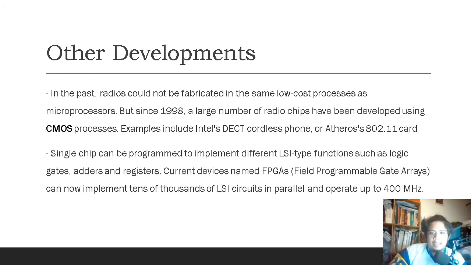Examples include the Intel DECT cordless phone or Atheros 802.11 card. And lastly, a single chip can be programmed to implement different LSI type functions such as logic gates, adders and registers. Current devices named FPGAs, field programmable gate arrays, can now implement tens of thousands of LSI circuits in parallel and operate up to 400 MHz. So that's all from me. We will continue with the next topic.